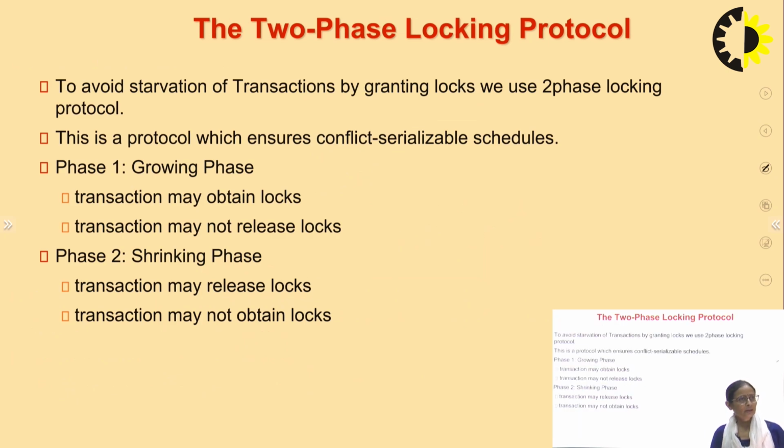So, to avoid starvation of transactions while granting the locks, we use the two-phase locking protocol. To avoid such situations, we use a locking protocol known by the name two-phase locking protocol. It works in two phases. The very first phase is the growing phase, and then phase 2 is your shrinking phase. What is the growing phase? In this phase, we obtain all the locks on the data items that the transaction needs.